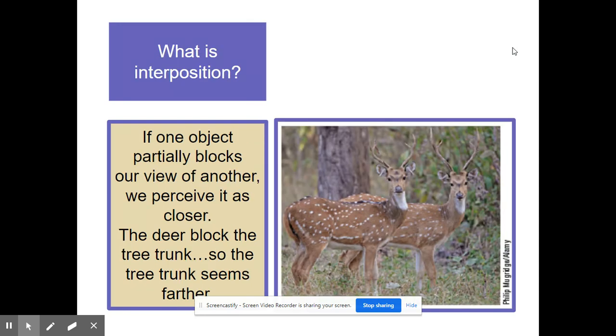Another look at it is interposition. When one object partially blocks another, we perceive it as being closer. So therefore, in this picture, the deer blocks the tree trunk, so the tree trunk seems to be further away. Depth cues make this picture happen.